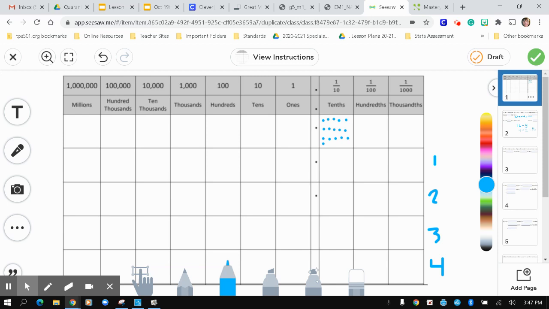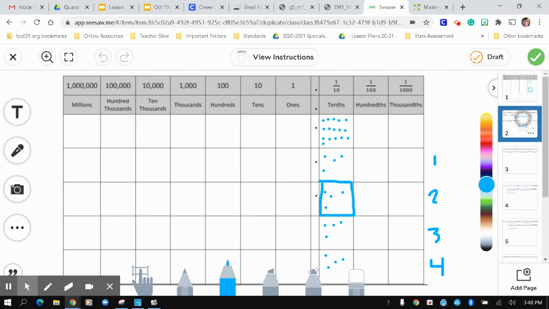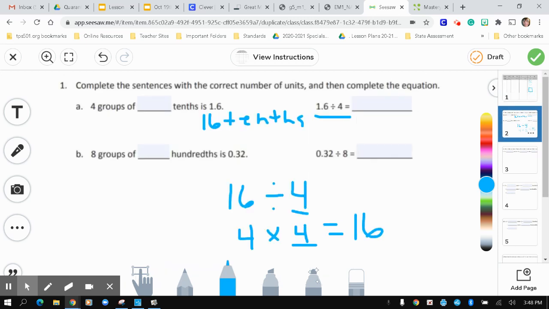these tenths that are here and I'm going to divide them into 4 equal groups. This takes us back to our third grade roots. 1, 2, 3, 4, 5, 6, 7, 8, 9, 10, 11, 12, 13, 14, 15, and 16. So one of those groups has how many tenths? It has 4 tenths in it. So 4 groups of 4 tenths equals 1 and 6 tenths.